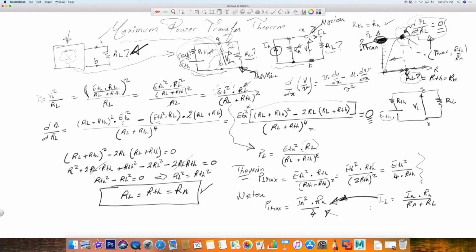Okay, so on that, I conclude my presentation here, and I hope you go ahead and try this to see if you can get this Pmax based on Norton. That would be a lot of fun if you can do that.